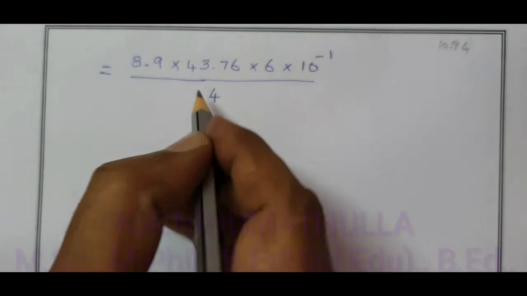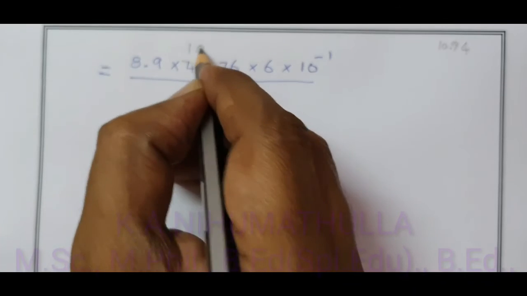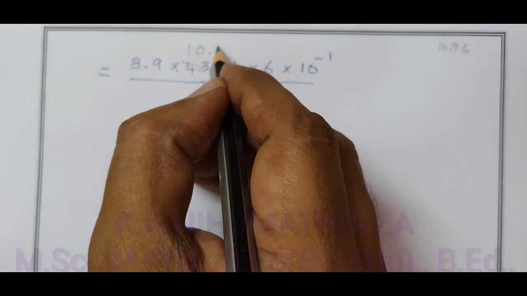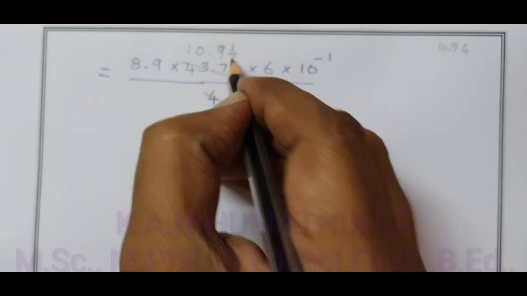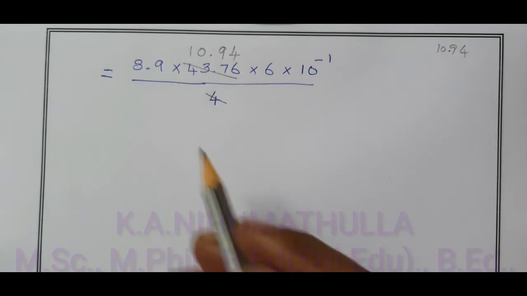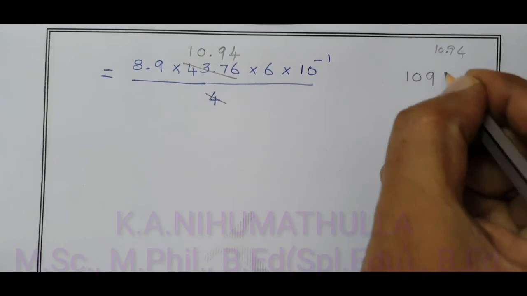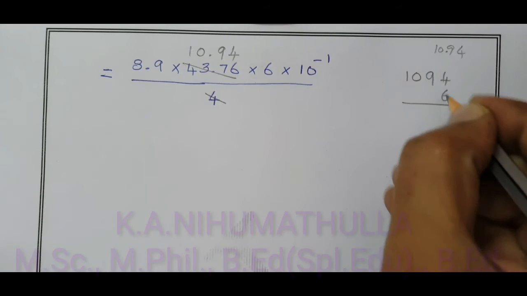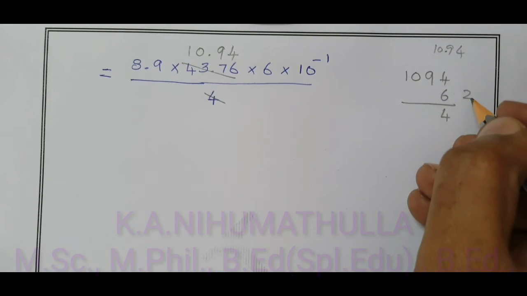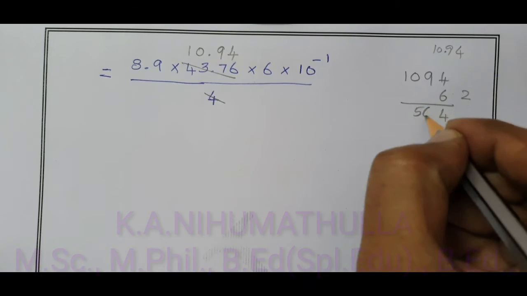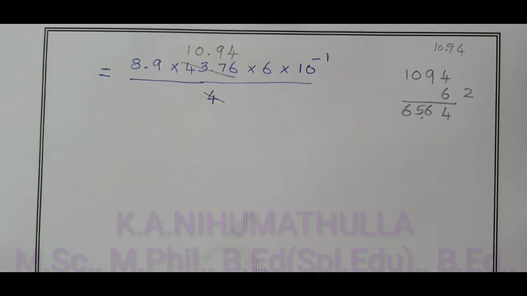1, 4 is 4. Now 1, 4 is 4, 3, 0.37, 9 4s are 36, remaining 1, 16, 4. We have to multiply these two quantities. First multiply 10, 9, 4 with 6. 6 4s are 24, remaining 2. 15, 4 plus 2 equal to 56, 16. So 2 digits we have to put.